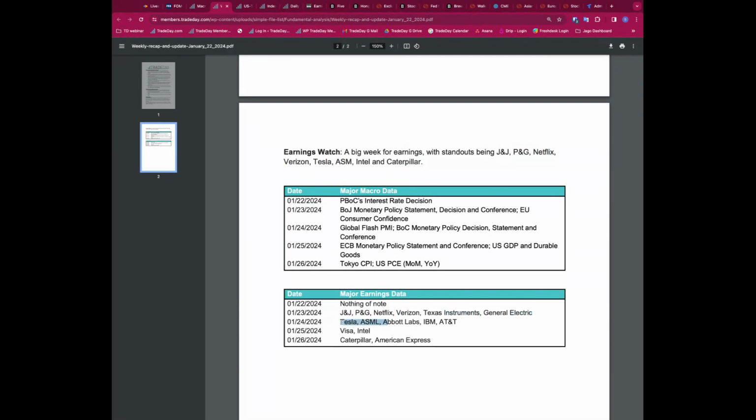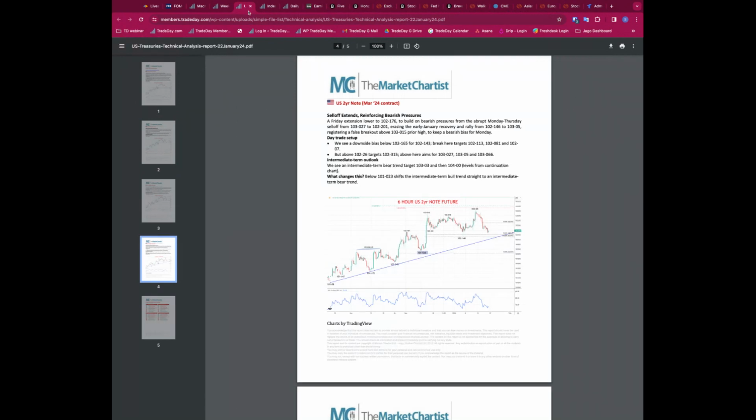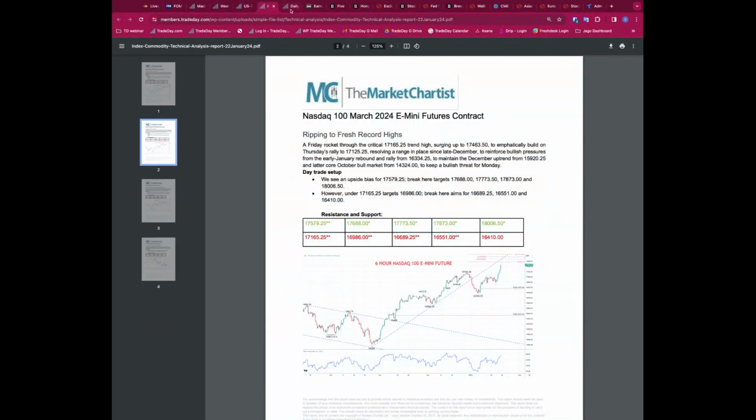Tesla, ASML, Abbott Labs, IBM, AT&T on Wednesday. Visa and Intel Thursday, and then Caterpillar and American Express. Remember, Caterpillar is a benchmark for the construction industry, both in the US and globally. And Netflix is a global barometer of the US and global consumer, so Netflix is always important as well, and there are some other big names in there. So it's a big week, Tuesday through Friday, on the earnings side.